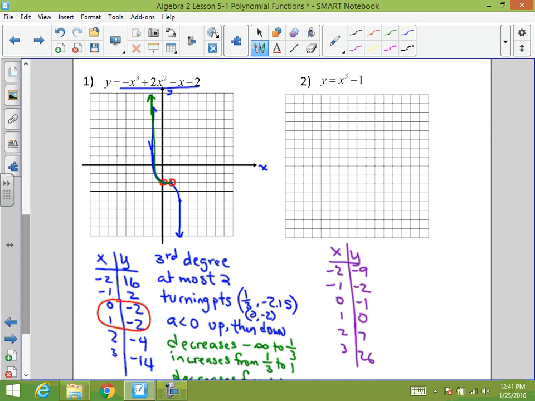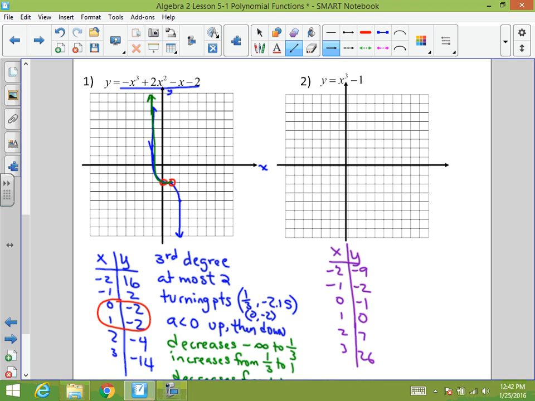Once again, I can draw my axes in. So I'll draw my axes in. Okay, so there's my x and y axis.